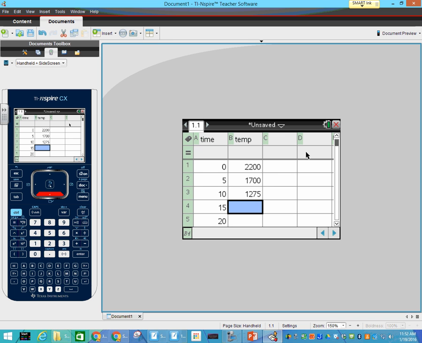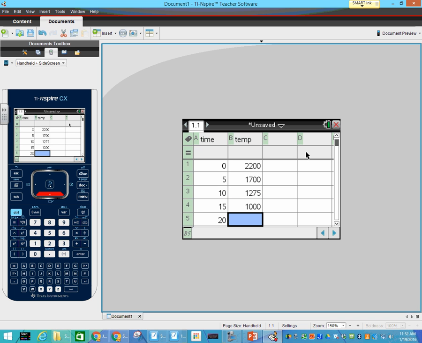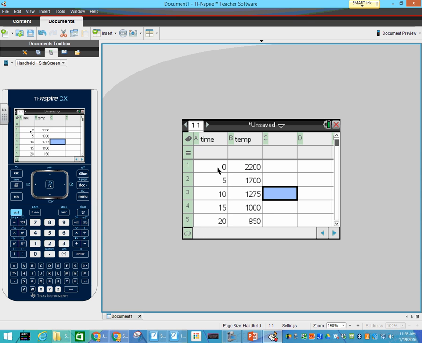1275, 1000, 850, 650. So we've entered all of our problems, and I would suggest you double check. We all have the same numbers, so we're going to get the exact same equation. If yours is different, you'll be losing points on the test. So please check your numbers when you put it in there.